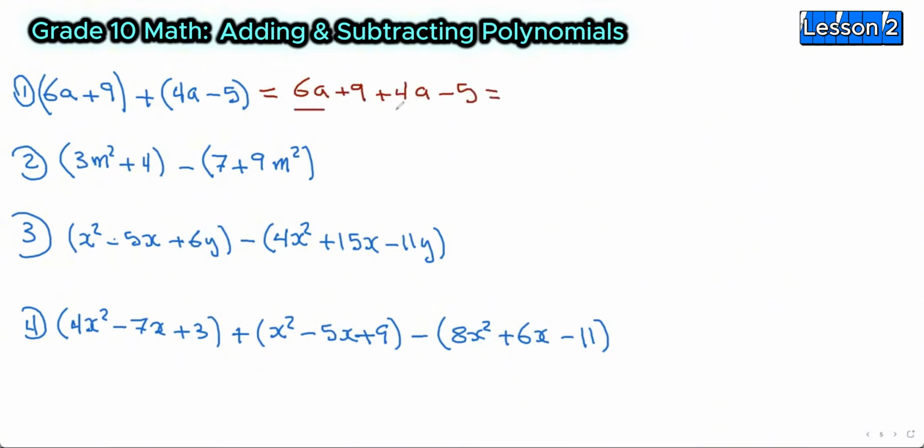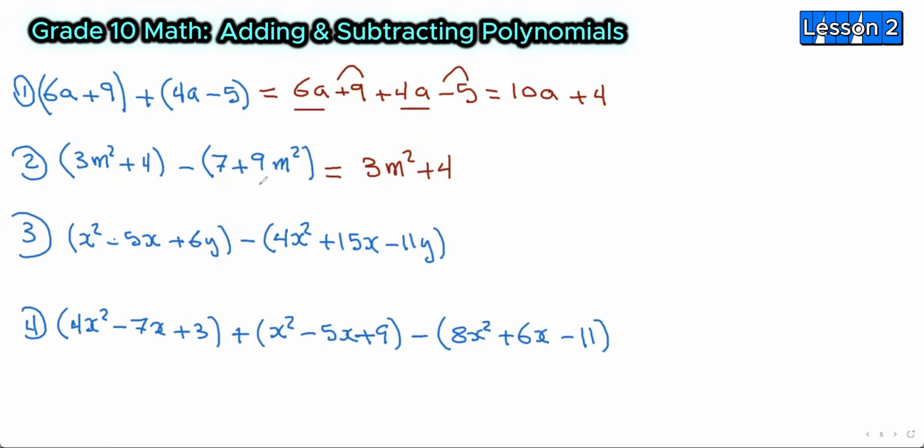Collect like terms, so these two are like terms, and this is the hat right here. So 6a plus 4a is 10a plus 9 minus 5. Sorry, I forgot to put the a there. So 9 minus 5 is plus 4. How about here? Here, the first brackets don't need it at all. So I'm just going to write 3m squared plus 4.